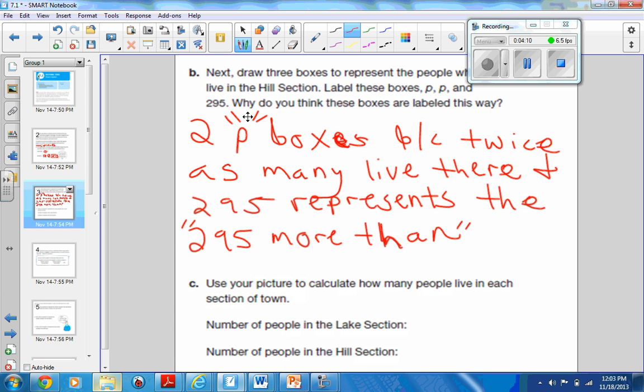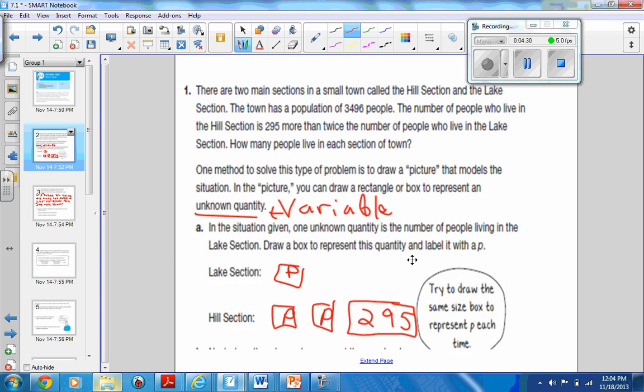All right, so in part C, this is where it's going to take you a while. So you're going to use this picture to calculate how many people live in each section of town. So you're going to need to figure out the original P in the lake section and the 2 P plus 295. So let's go back and look at it. What does the whole thing add up to? That's one thing we really need to figure out. Well, we said that the whole thing, if you look up top, that town has a total population of 3,496. So we need to figure out how many is in that lake section and how many lives in that hill section.